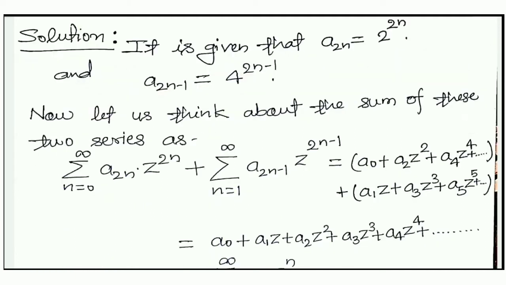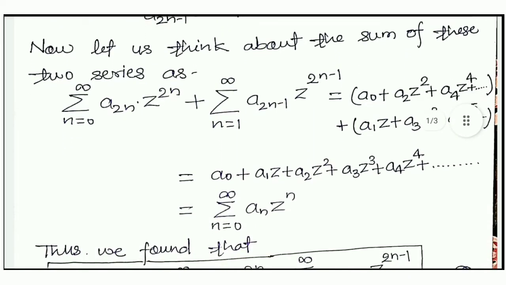So here is the solution of this particular question. Here it is given that a_2n is equal to 2 to the power 2n and a_2n minus 1 is equal to 4 to the power 2n minus 1. Now let us think about the sum of two series, constructed by introducing the general terms in which a_2n and a_2n minus 1 play the role of coefficients. So let us think about the sum of these two series as summation a_2n z to the power 2n and summation n equals 1 to infinity a_2n minus 1 z to the power 2n minus 1.